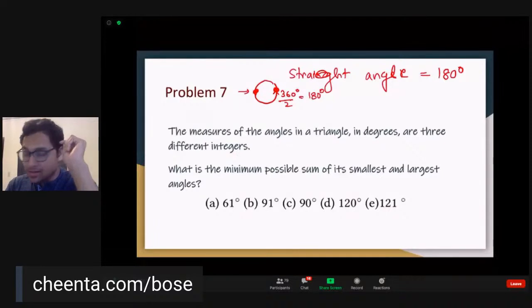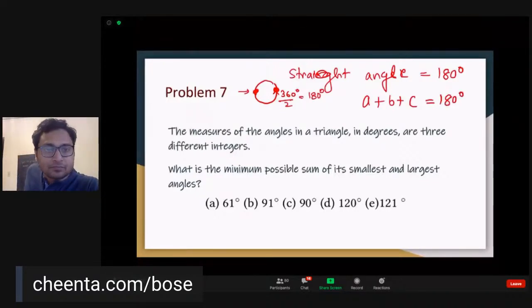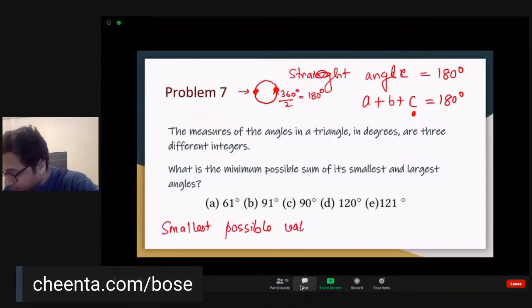So now what you really want is three integers, A, B, and C, which add up to 180 degrees. What is the smallest possible value of such an angle? Okay, obviously, the smallest possible value is 1.